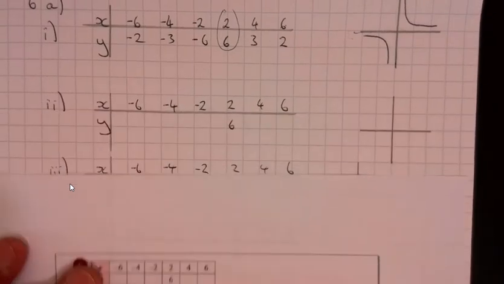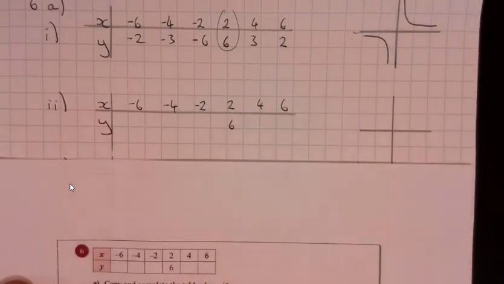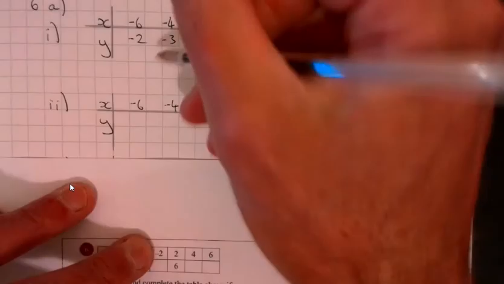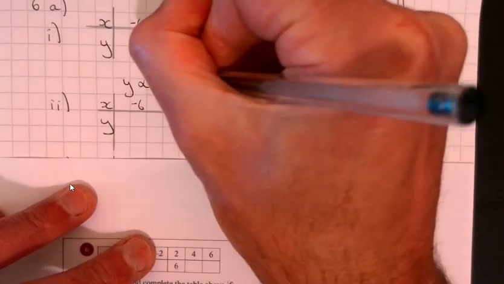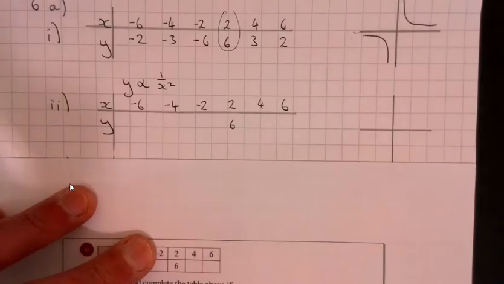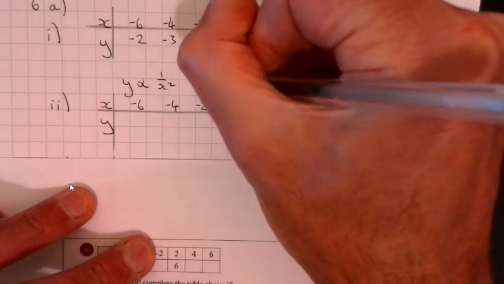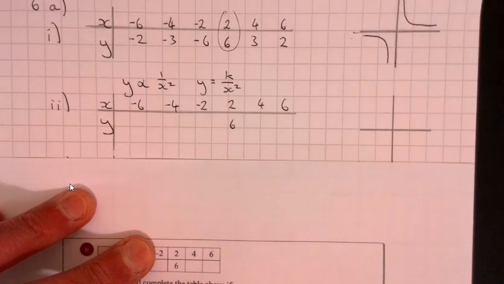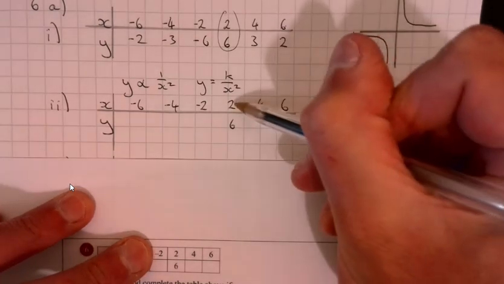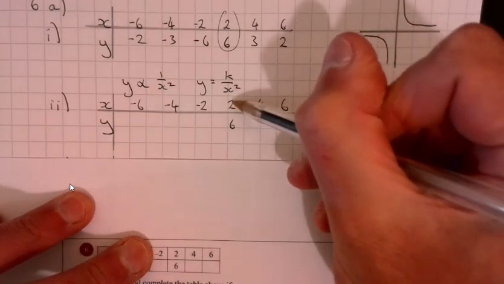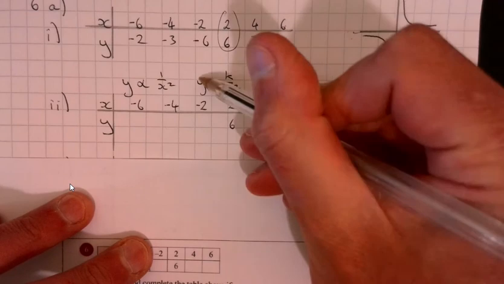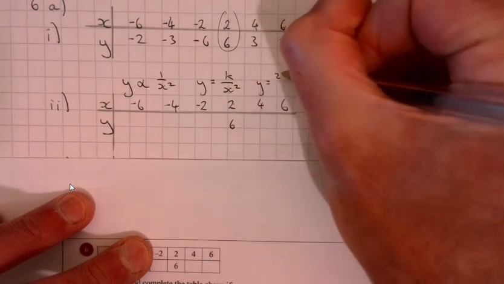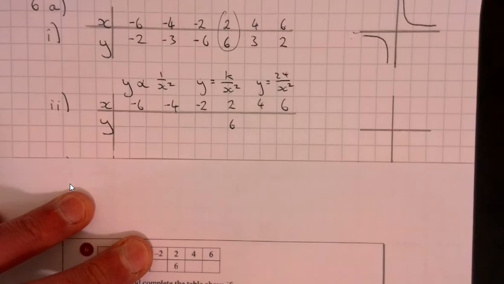So part 2 is y is inversely proportional to the square of x. Let's go for it. So y equals k over x squared. So 2 squared is 4, multiplied together, 24. So y equals 24 over x squared.